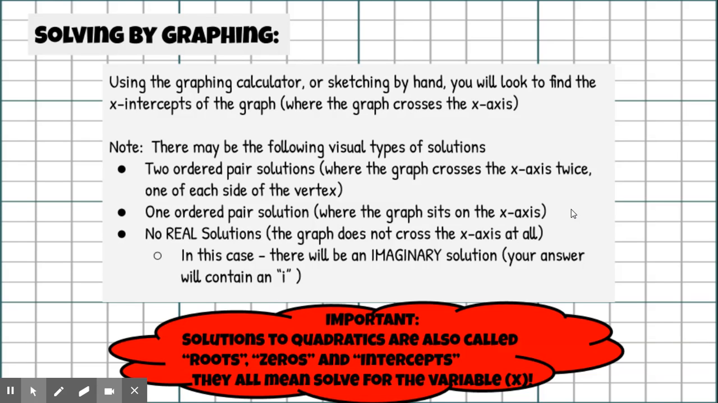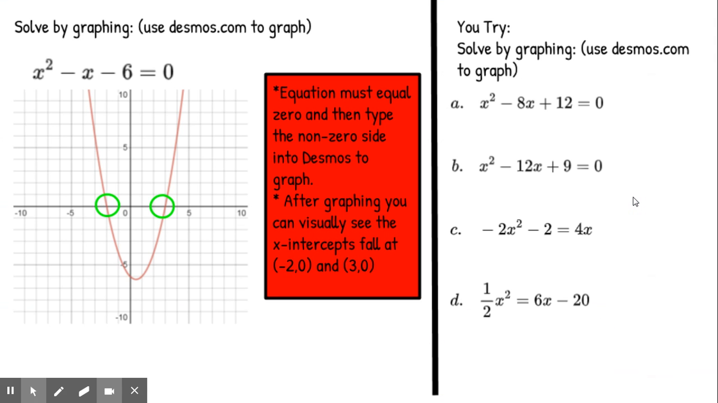So we can no longer just take a look at a graph, see that it crosses nowhere, and move along. We're going to learn, well, how do we deal with that? How do we find those imaginary solutions? And the answer is you can't do it by graphing. You have to do it in one of the other methods. So graphing, really, we're only going to use it if we already have the graph involved.